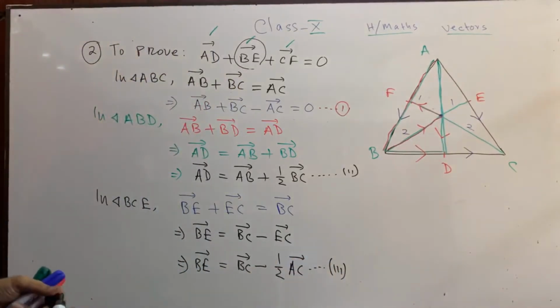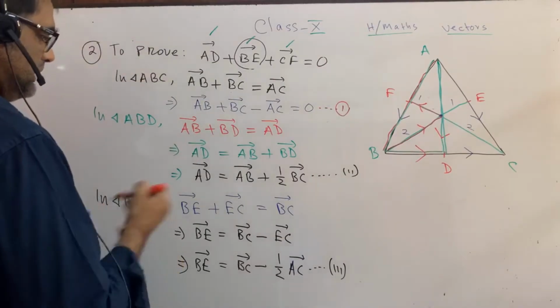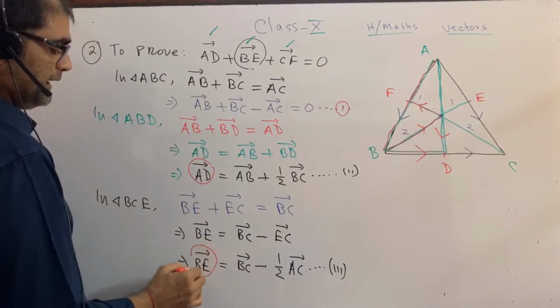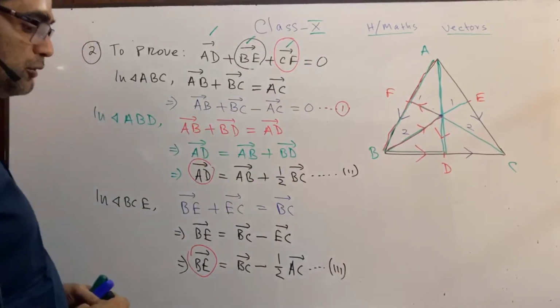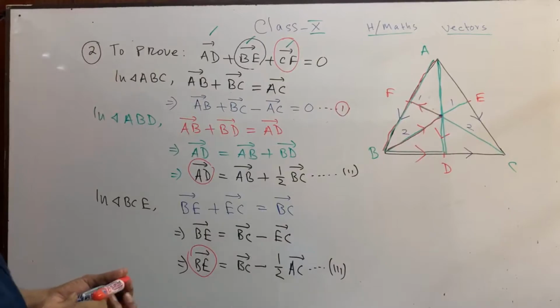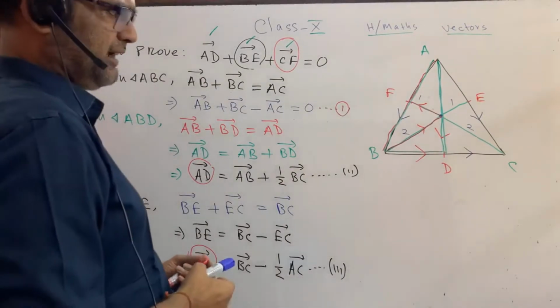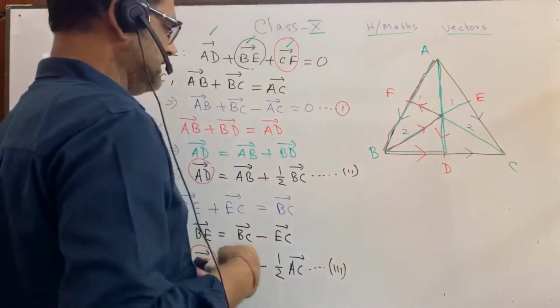Now which one is left? We have got AD here. We have got BE here. Then we are left with CF. Now you have to take a triangle where CF is related. Let's take the triangle BCF. Write down in triangle BCF.